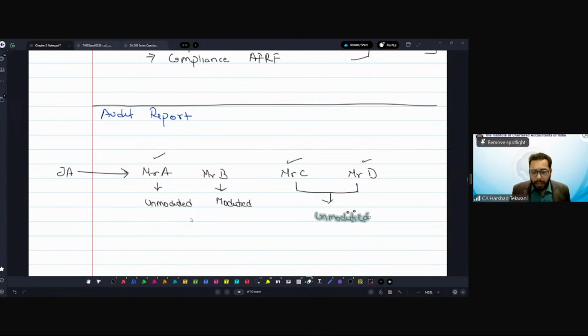Now I'll add one more thing. Mr. C and D are saying modified opinion with an EOM paragraph, which is not present in the other audit reports. So Mr. C and D are saying that the qualification should be part of the EOM paragraph, not a modification. Mr. B is saying that no, there should be a modified opinion. Now we have 3 different opinions. Should we issue 3 different reports? Yes, sir, 3 different.